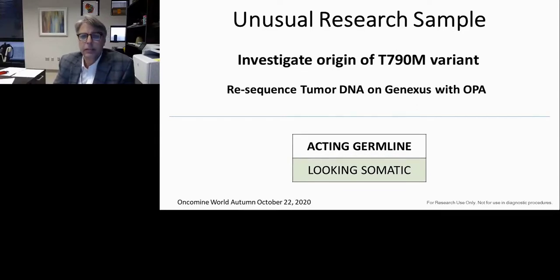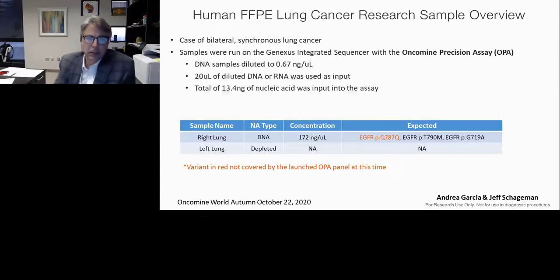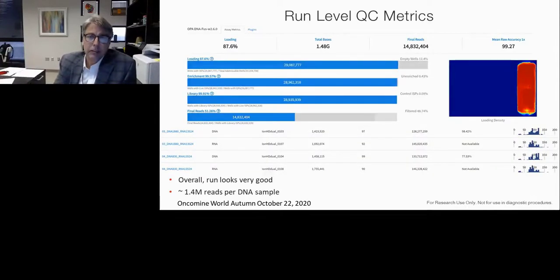So we resequenced the tumor DNA on the Genexus using the Oncomine Precision Assay. With the 2 specimens, one from the right lung and one from the left lung, we were able to isolate DNA only from the right lung. Unfortunately, the left lung specimen was depleted and there was no more opportunity to extract DNA. So focusing just on the right lung, we expect to see the T790M mutation as well as the G719A mutation.